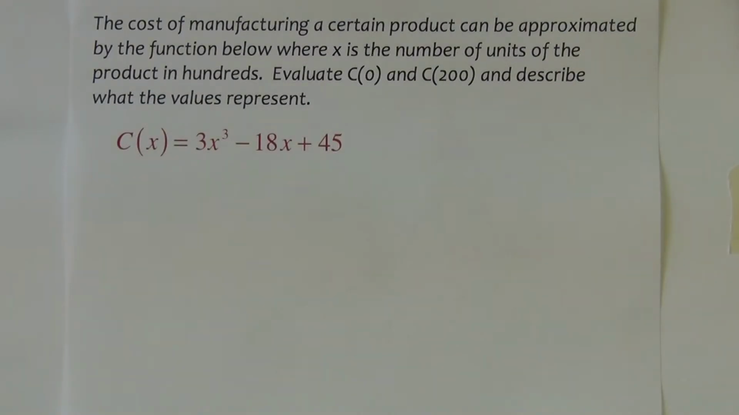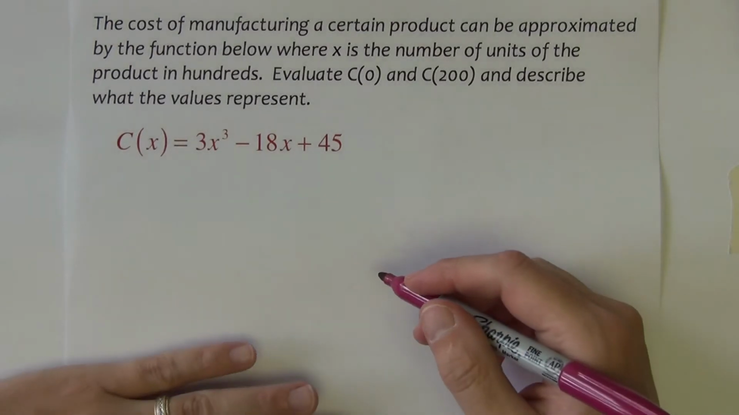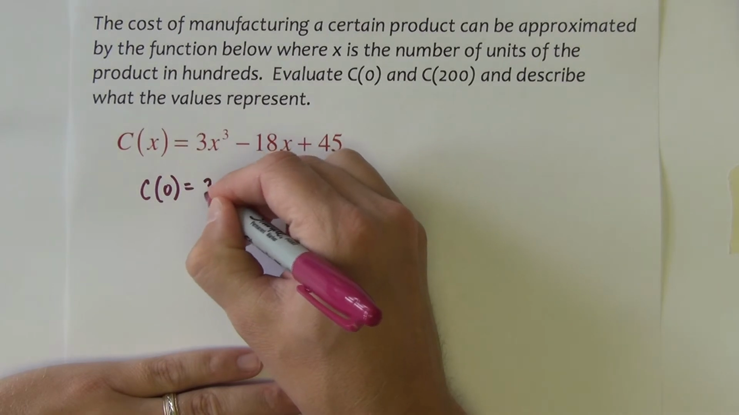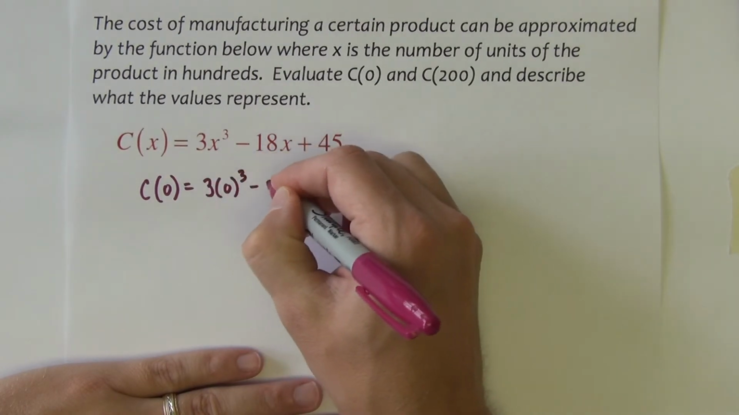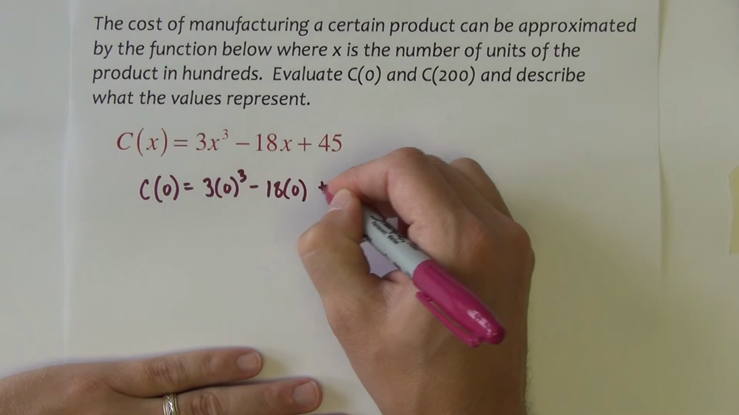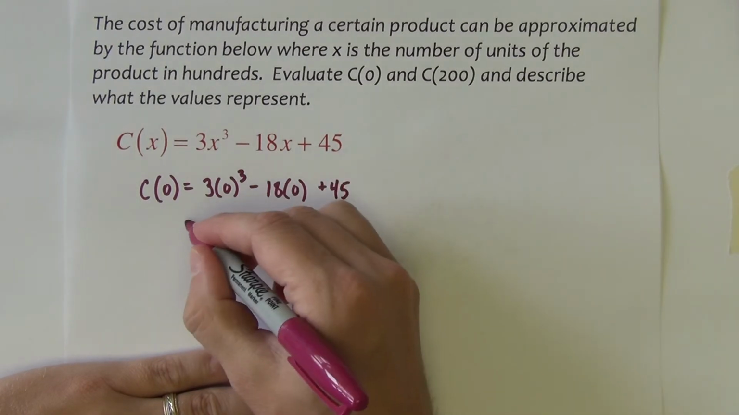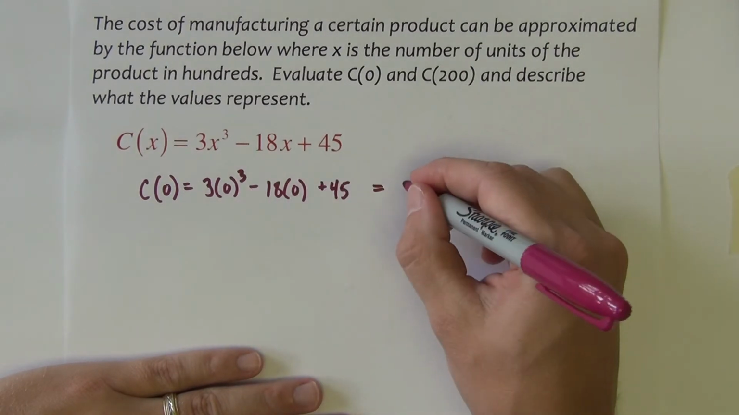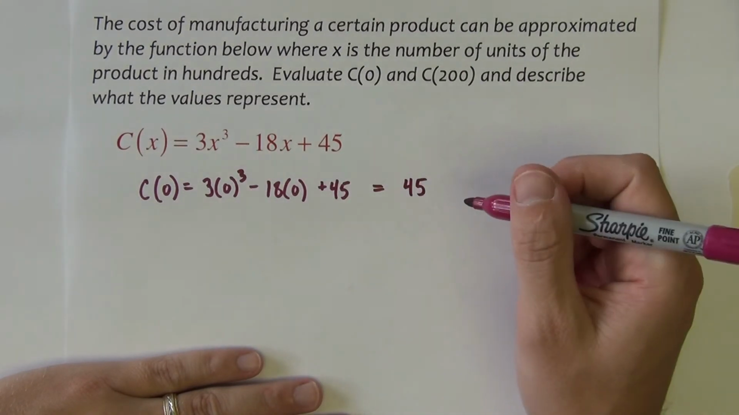Last problem is a story problem. It says the cost of manufacturing a certain product can be approximated by the function below, where x is the number of units of the product in hundreds. Evaluate C of 0 and C of 200 and describe what the values represent. So C of 0, I'm putting 0 in for the x's. That of course is 0, 0, so the answer is just 45.